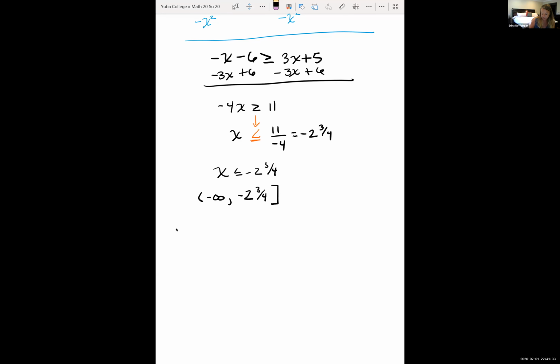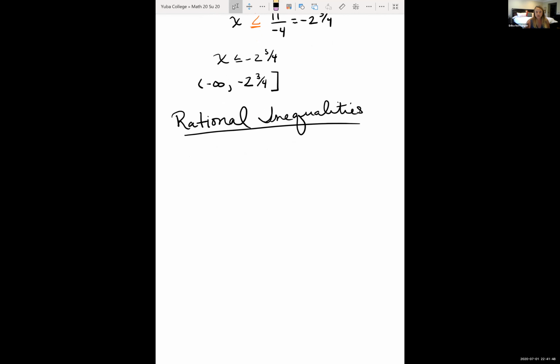Okay, so rational inequalities. When we were graphing rational functions, things could happen on each side of our vertical asymptotes. Knowing where your vertical asymptotes occur is helpful for figuring out the solutions to our inequalities.